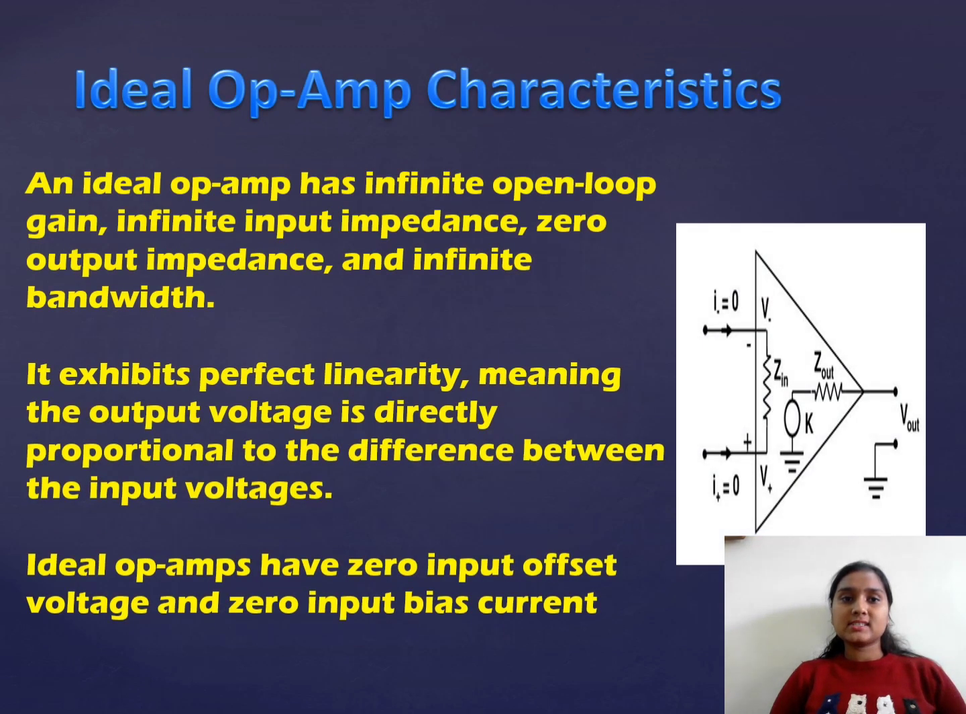Next is characteristics of ideal op-amp. An ideal op-amp has infinite open loop gain, infinite input impedance, zero output impedance, and infinite bandwidth. It exhibits perfect linearity, meaning the output voltage is directly proportional to the difference between the input voltages. Ideal op-amps have zero input offset voltage and zero input bias current.